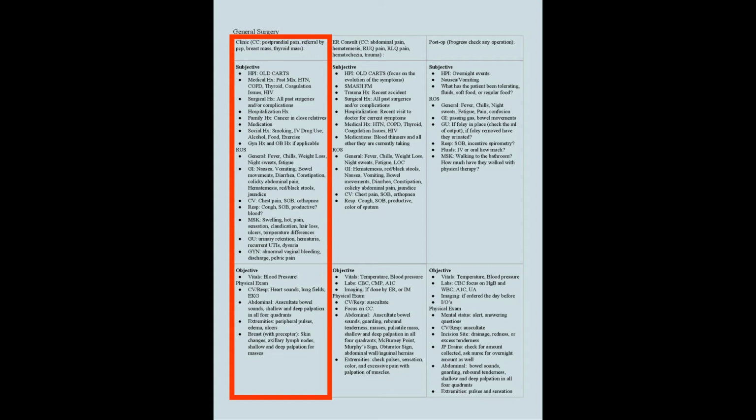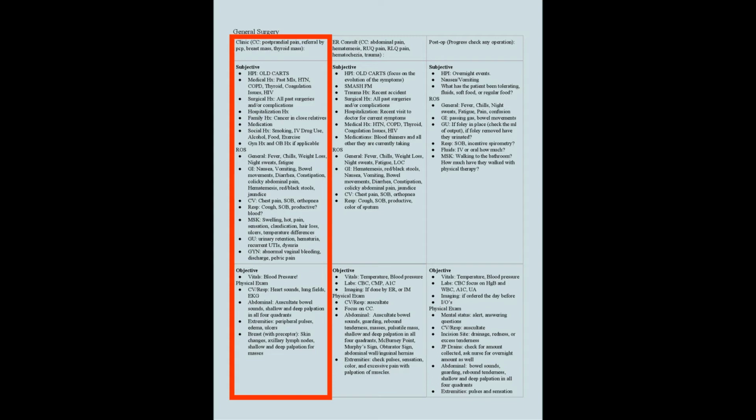Review of systems, again, this is going to be your more thorough review of systems out of any other location that you'll be seeing patients. Definitely ask about fever, chills, weight loss, night sweats, fatigue, anything that might be infectious. Cancerous conditions are going to show up with chills or weight loss.